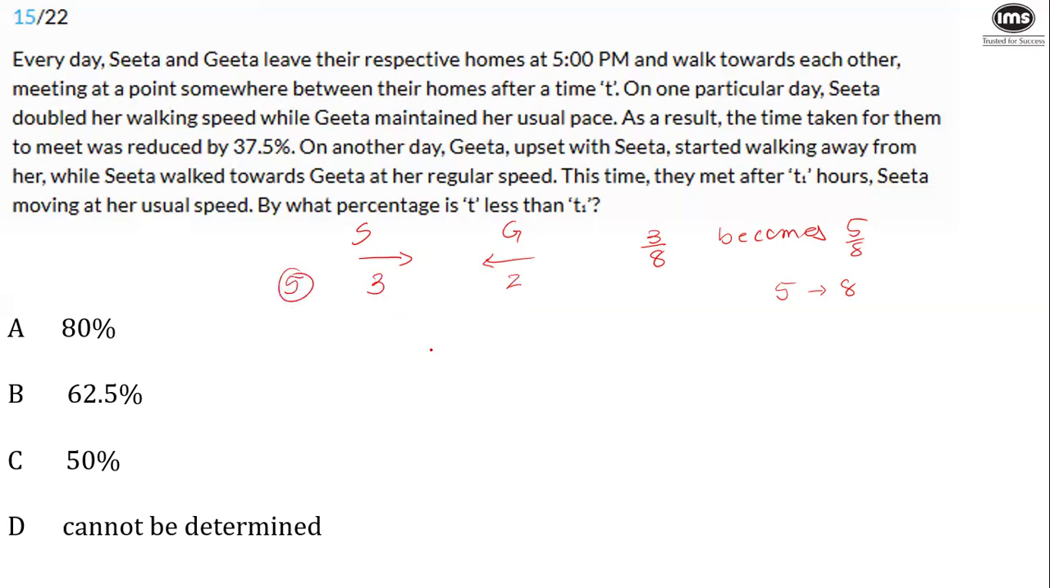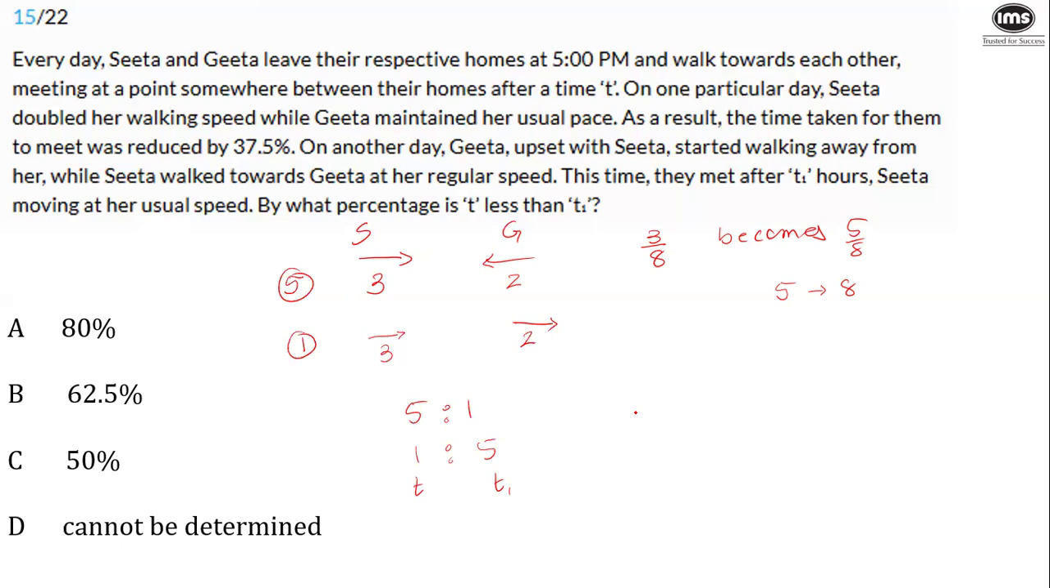Now what happens on the third day? On yet another day, Geeta becomes upset and she starts walking away. So now Geeta is walking with a speed 2, let's say in the rightward direction. Sita is following her with a speed of 3. So the relative speed becomes 3 minus 2, 1. The distance between Sita and Geeta is always the same in all the cases. Speed has changed in the ratio of 5 is to 1. So the time would change in the ratio of 1 is to 5. If T is 1, T1 would be 5.